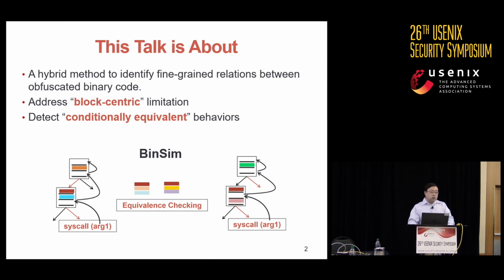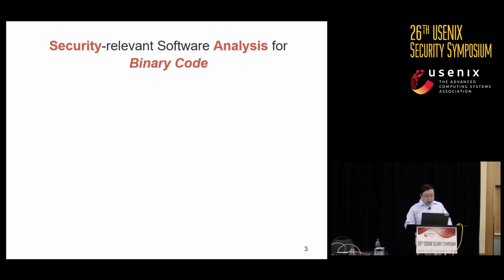Compared to the previous work, our approach has two unique features. We are able to identify the very common block-centric limitations, so that we can capture the similarities or differences that go across basic block boundaries. And we can also identify whether two binary codes' behaviors are conditionally equivalent. Before I go into more details, I will first introduce our background and the motivation of our approach.